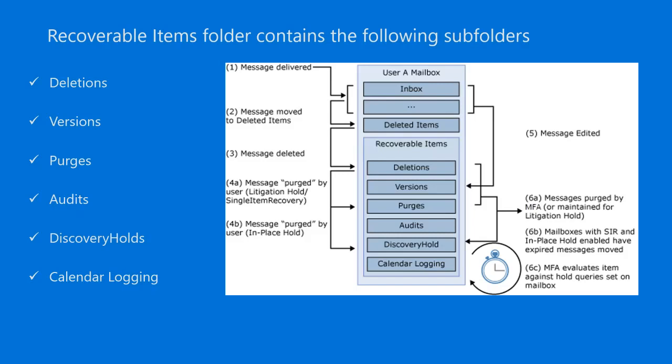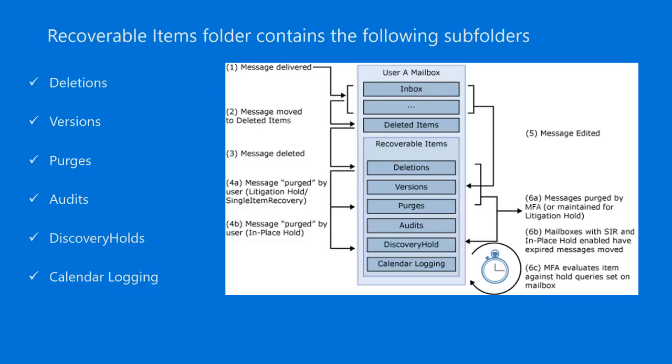Next one is purges. Purges are folders which will come into play when you have a mailbox on litigation hold. Next one is discovery holds. Discovery holds is a folder which comes into play when you have a mailbox on an in-place hold. Audits preserves the auditing logs when a mailbox is enabled for auditing. Calendar logging maintains the calendar processing information for a specific mailbox.